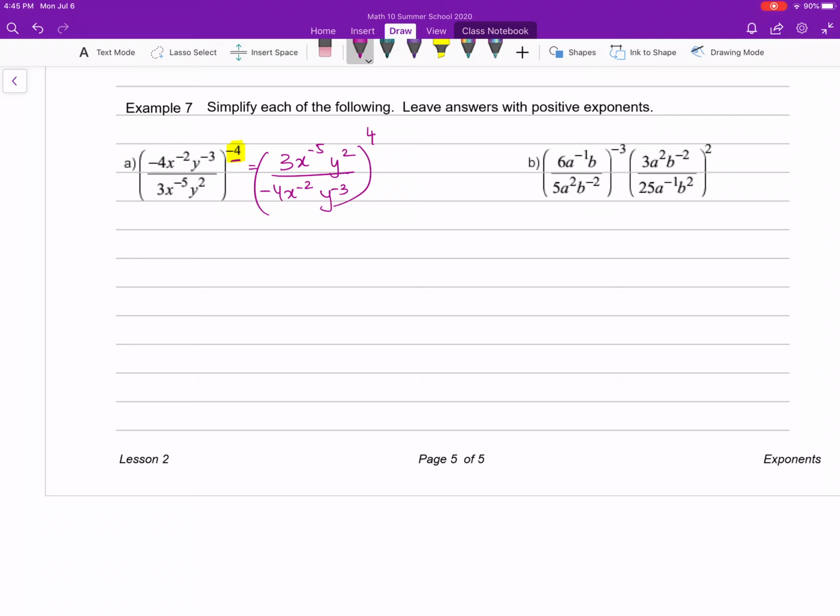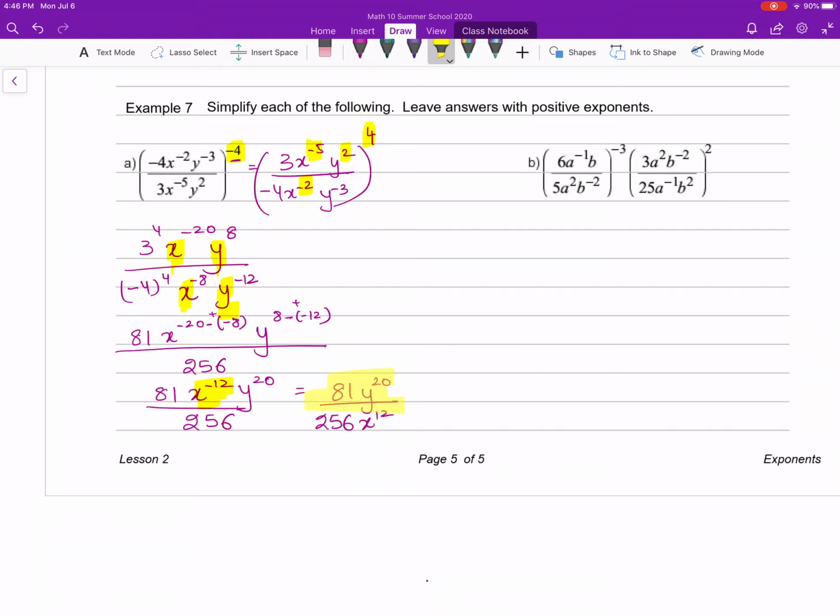256. Now 81, x to the minus 20 minus minus becomes plus, so this is minus 12, and y to the power 20, negative minus minus becomes plus, 256. Now look here, we have only one negative exponent. This will only switch the place. 81 y to the power 20 over 256 x to the power 12. So that's the final answer. All the exponents are positive now.